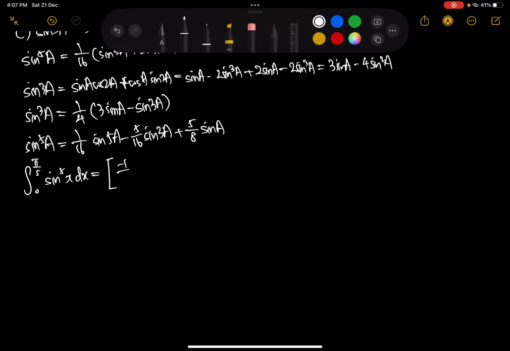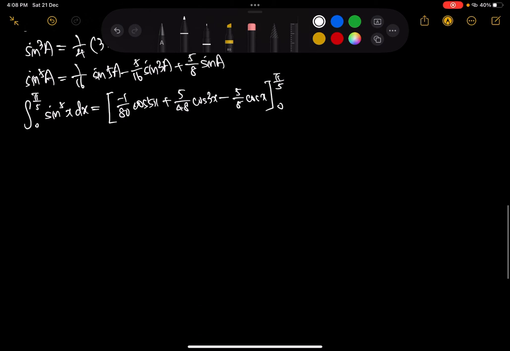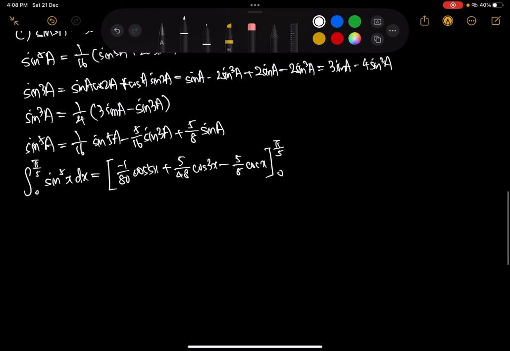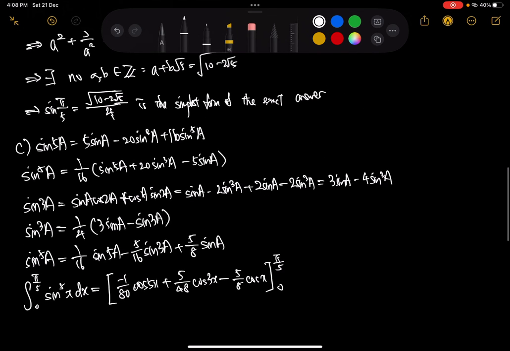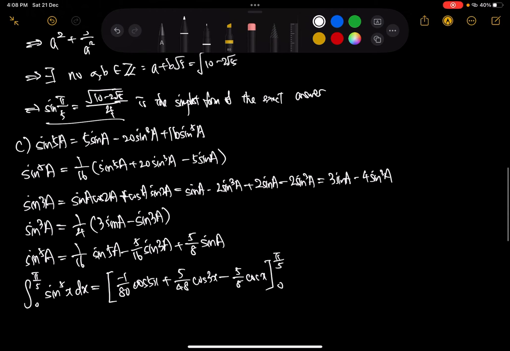That's negative 1 over 80 sine of, that's not a sine, come on, that should be a cosine of 5x plus 5 over 48 cosine of 3x minus 5 over 8 sine of, that's not a sine, come on, cosine of x from 0 to pi over 5. And obviously we need to find cosine pi over 5 and cosine 3 pi over 5. So we should just use this.